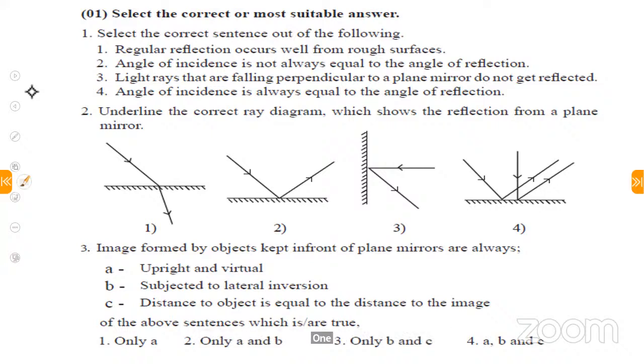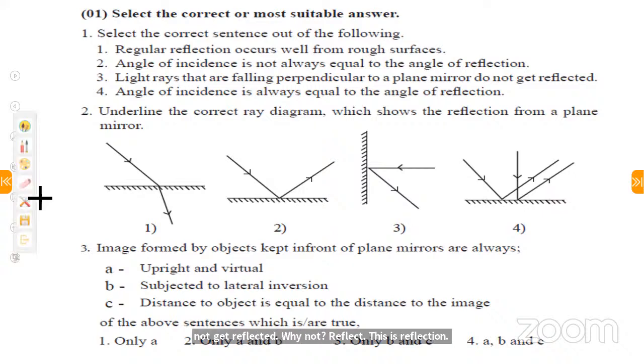Third one, light rays that are falling perpendicular to the plane mirror do not get reflected. Incorrect. Correct or incorrect? Incorrect. Do not get reflected. Why not? Reflect. This is reflection.